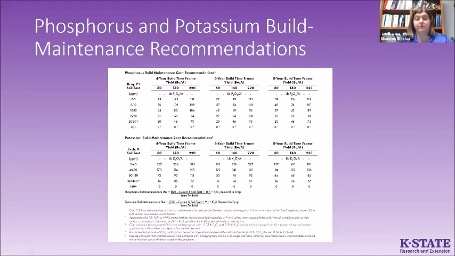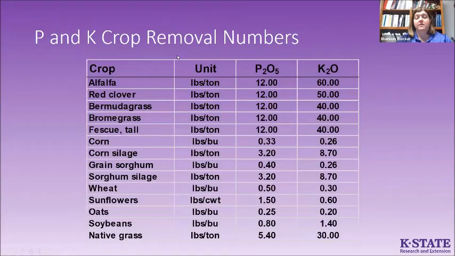So this is for corn, what those recommendations are based on a 4, 6, or 8 year build. They keep in mind these crop removal numbers. So each crop, based on their yield, for example, corn, for every bushel of corn that's produced on average, researchers showed us that it removes 0.33 pounds of P2O5. And for every bushel, potassium, we get 0.26. So you can do the math.